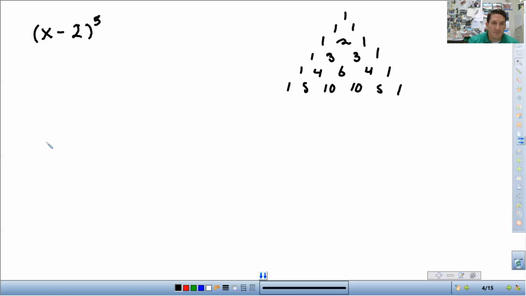All right, so fifth row, I'm going to write that out, give myself space. 1, 5, 10, 10, 5, 1. Each term is going to get an x.